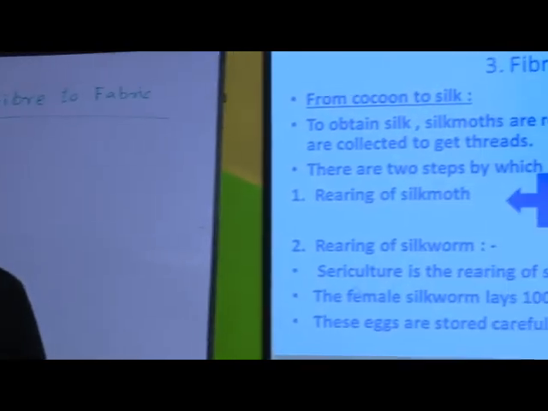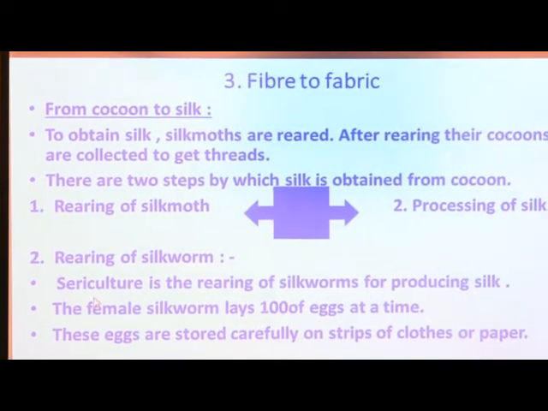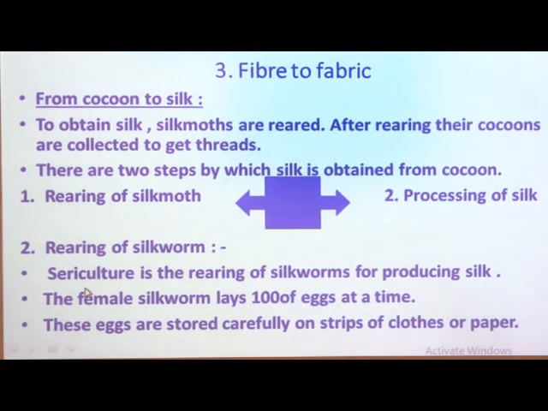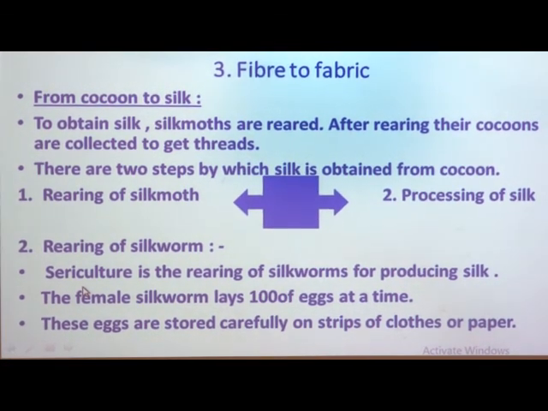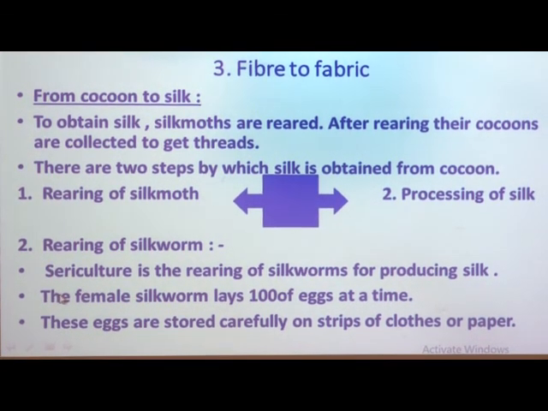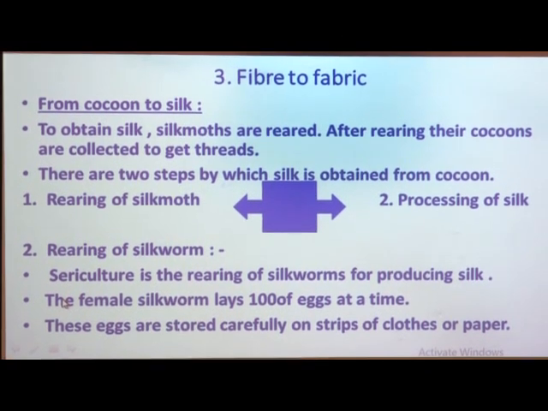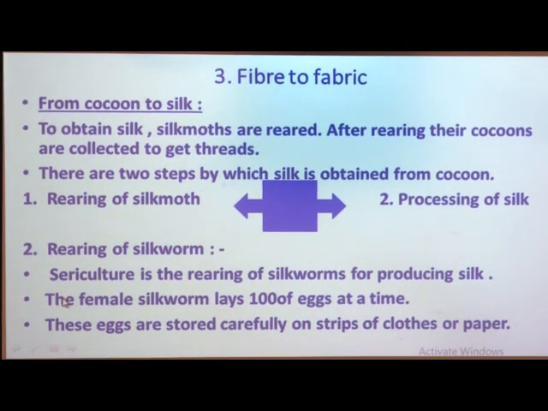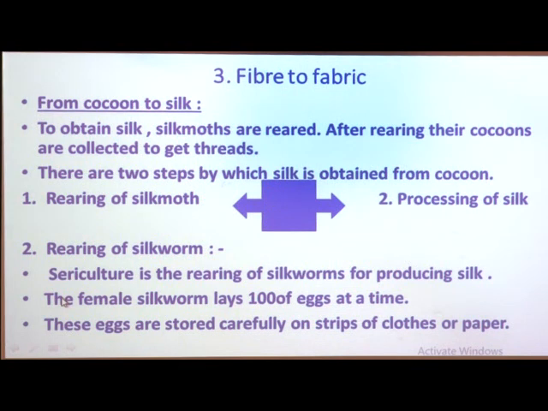So let us start lesson number 3, Fiber to Fabric, and our sub point is silk. In silk we discussed the life cycle, but in today's session we are going to learn the processing of silk fiber, or how we can get silk fiber from cocoon. So here the heading is From Cocoon to Silk. It is nothing but the processing of silk fiber, how we get this fiber from the cocoon.